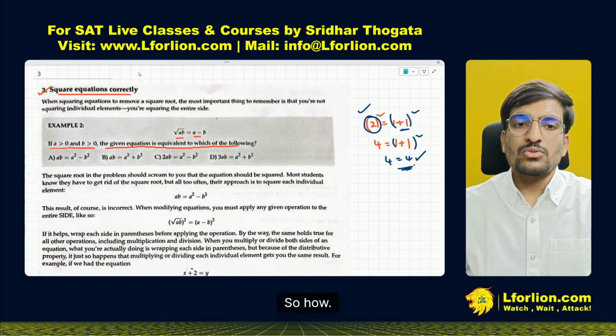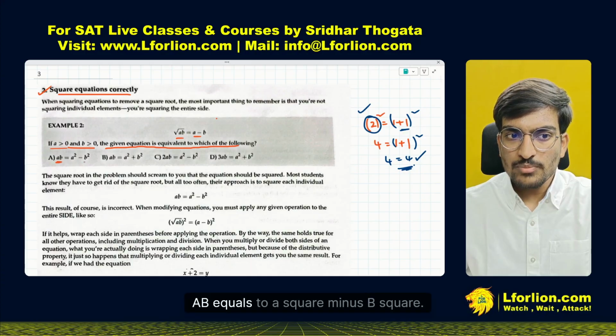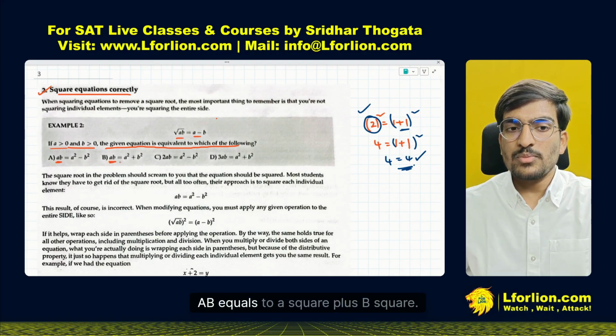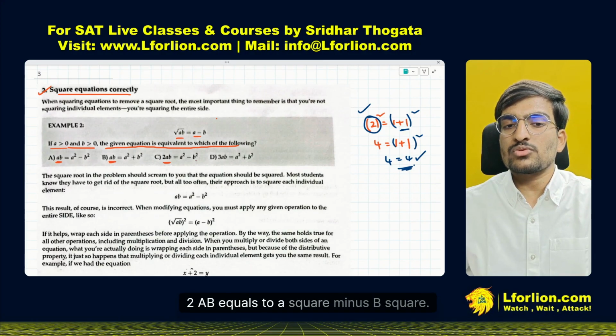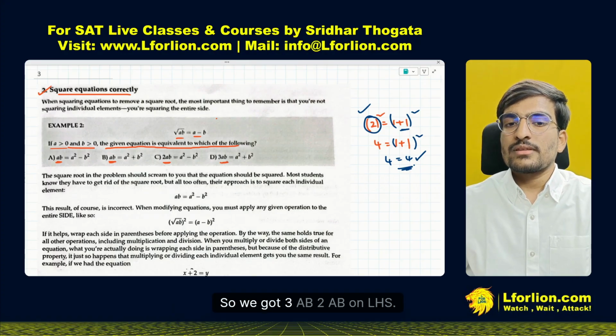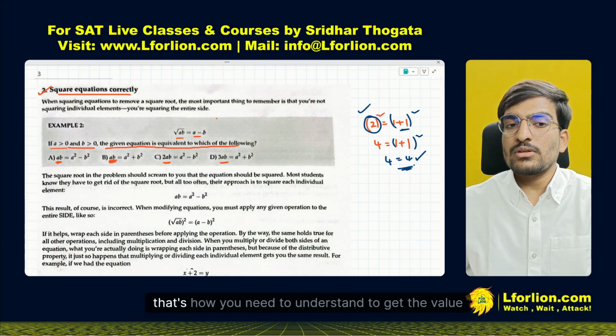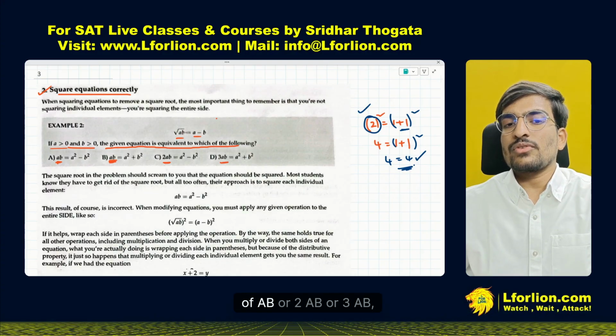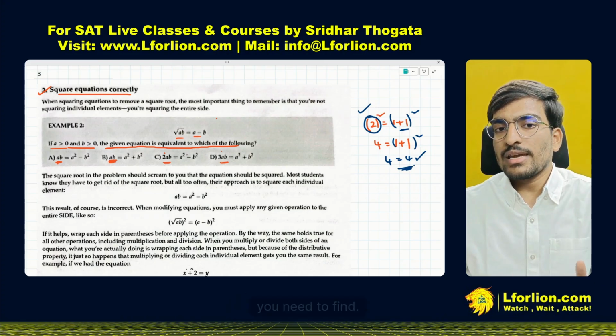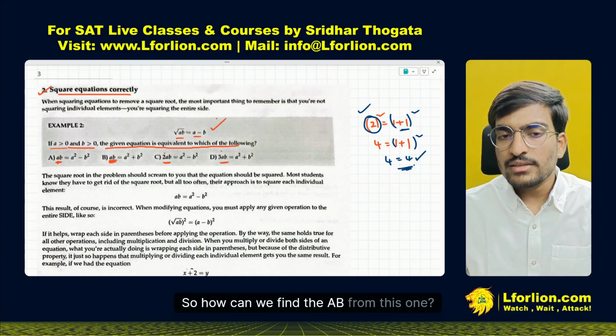Which one? First of all, watch the options. AB equals A square minus B square, AB equals A square plus B square, 2AB equals A square minus B square, 3AB equals A square plus B square. So we got 3AB, 2AB, AB on the LHS. So we have to find AB. That's what I need to understand. To get the value of AB or 2AB or 3AB, something like AB you need to find. So how can we find the AB from this one?